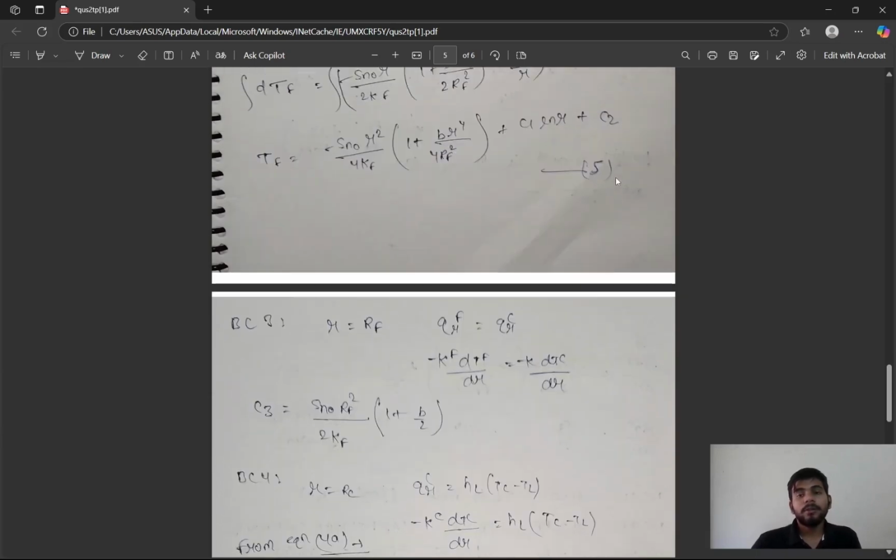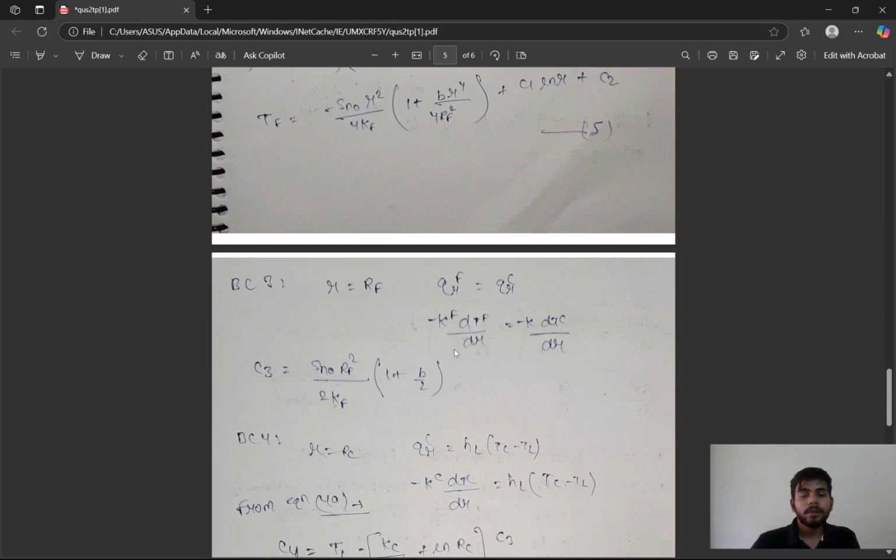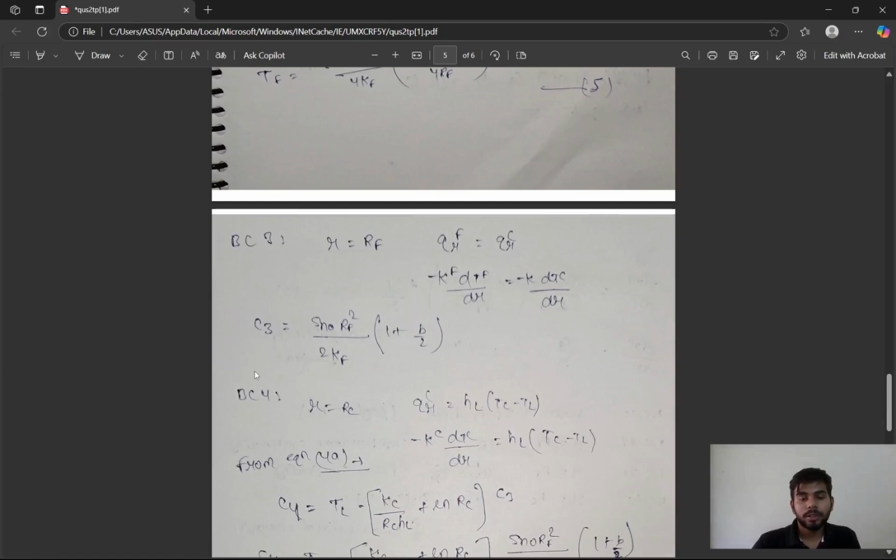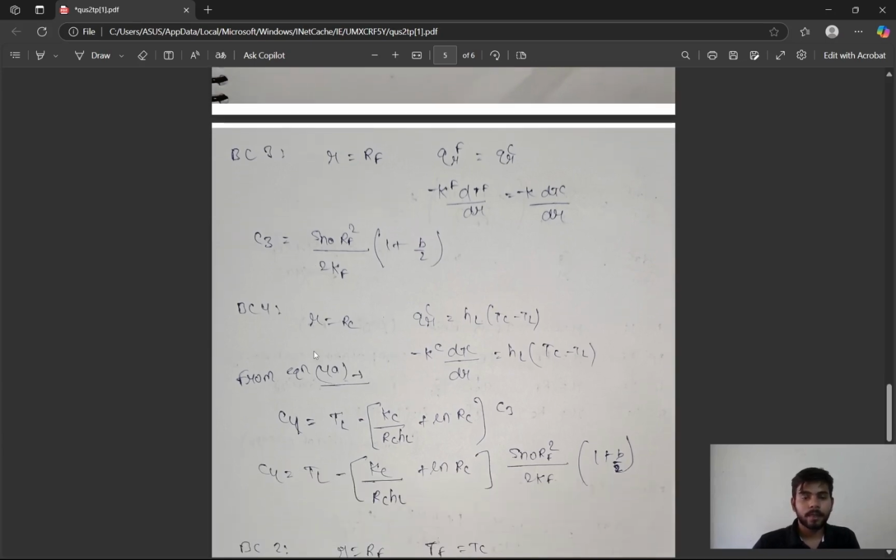Now, by using the flux continuity condition, we can calculate C3 very easily. Like at capital Rf, we have flux continuous, that is Q at Rf will be equal to Q at Rf for cladding. And from Fourier's law of conduction, we substitute the value of Q by minus k dT by dr for both fuel and cladding. So from that, we can easily get the value of C3, which comes out to be S naught Rf square divided by 2 Kc multiplied by 1 plus b by 2.